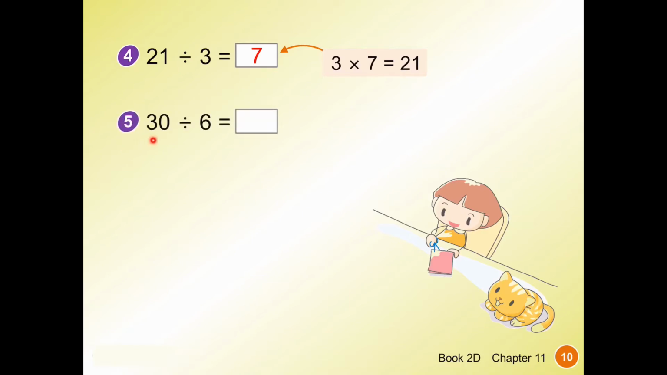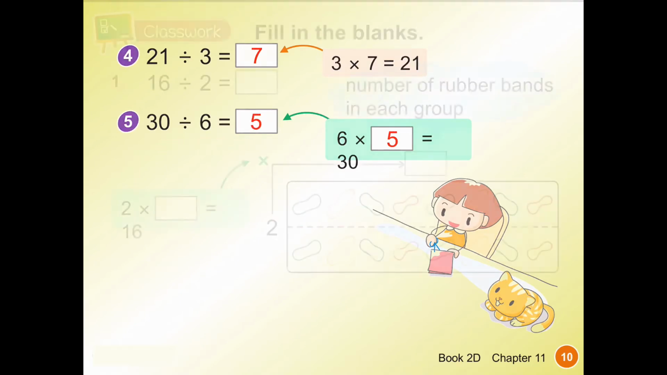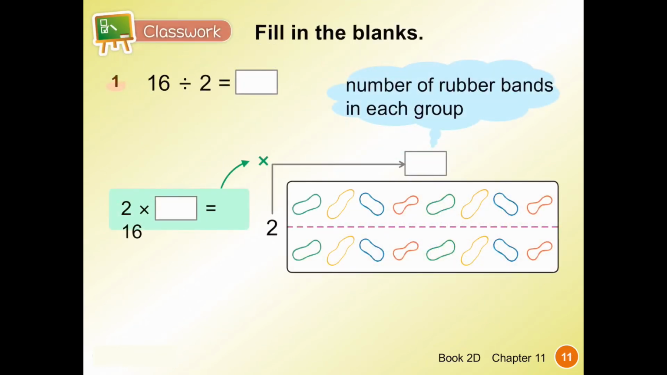Question number 5, 30 divided by 6 equals. So once again, put it in the multiplication equation. 6 times 5 equals 30. Rearrange the number. We know that 30 divided by 6 equals 5. So here comes the classwork. I want you to try it on your own first, and I'll show you the answer in 2 seconds.